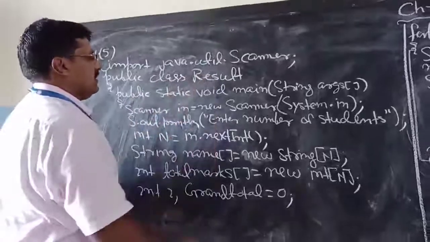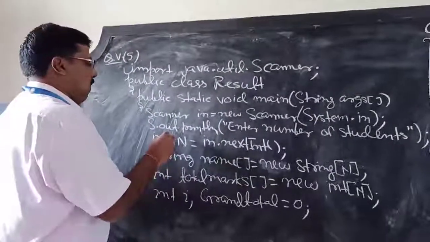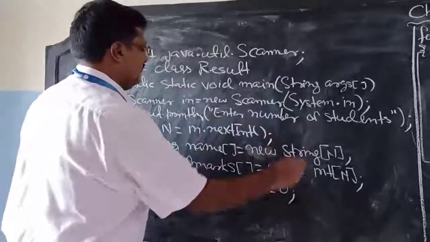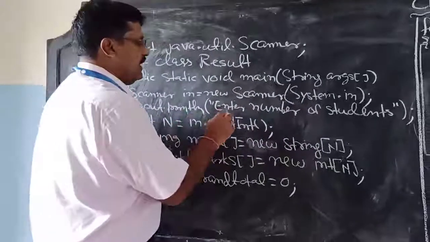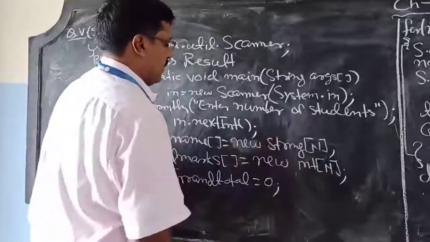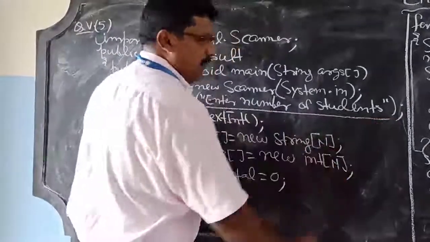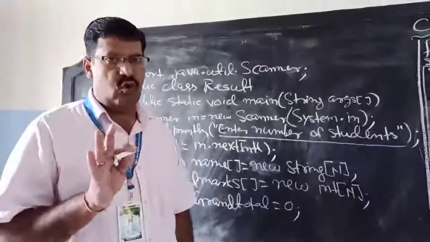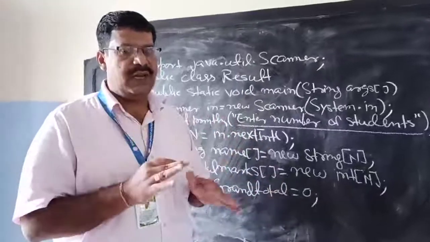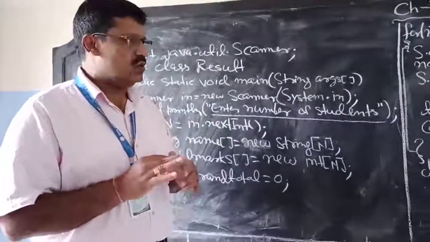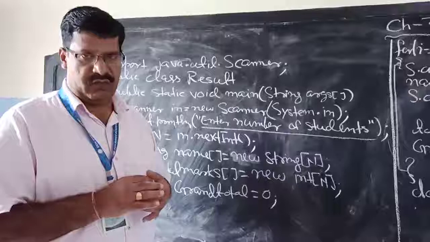Public class Result. Scanner in equals new Scanner. System.out.println enter number of students. You see, in the question it is saying n number of students. So we do not know how many students there are in the class. So simply we will input the value of n.